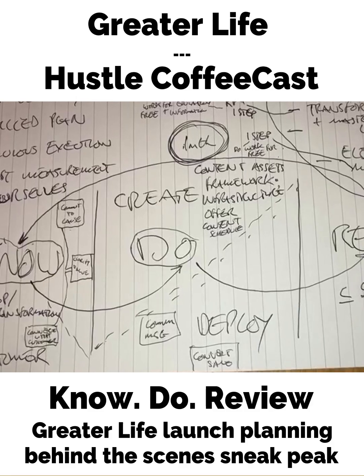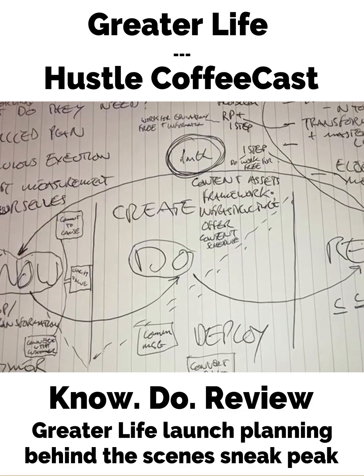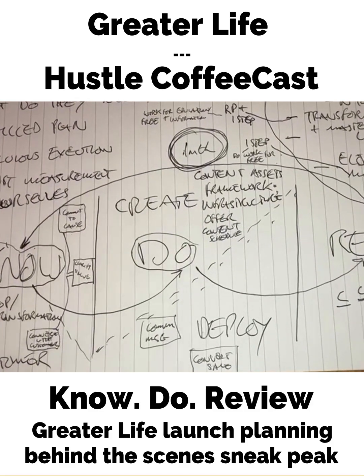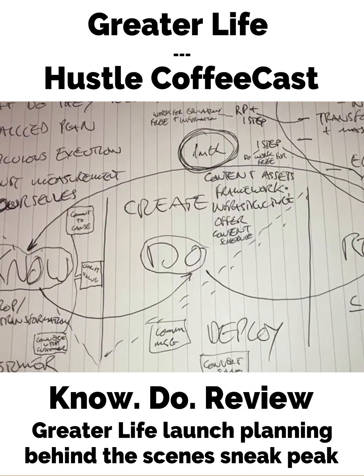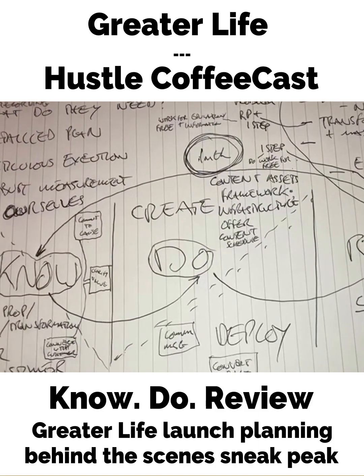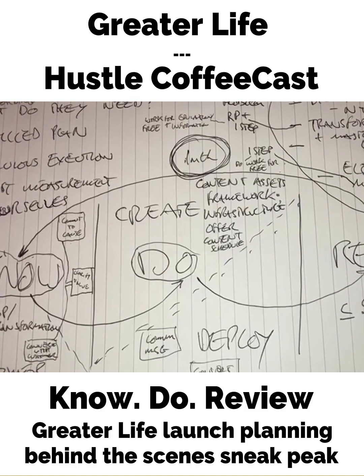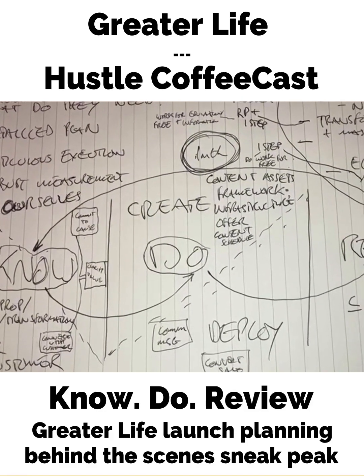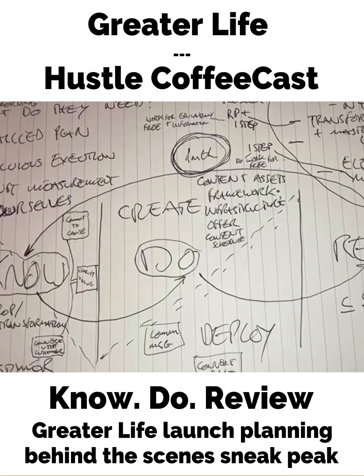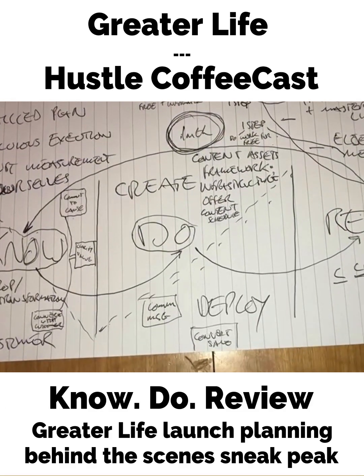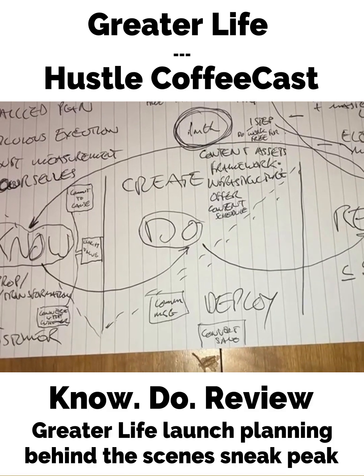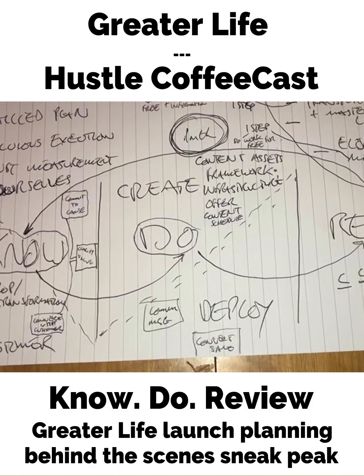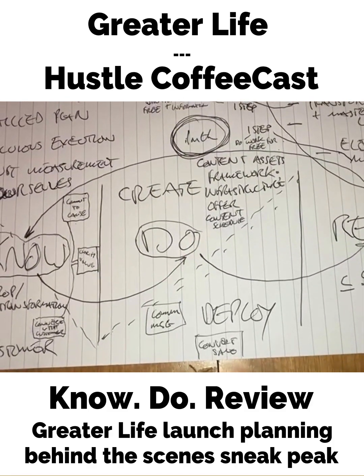And there's two levels to do as well. We've got to create the stuff that is needed. That might be content assets, frameworks, the digital infrastructure like websites, landing pages, etc. Actually create your offer. What is it you're going to sell and how? And perhaps creating things like a content schedule, right? Then we come into the second phase of do, which is deploy, right? So we created the stuff, now we deploy the stuff, okay?